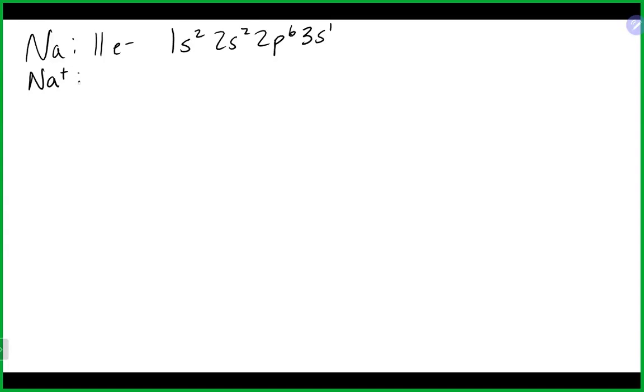When it has a positive charge, it means it has lost electrons, which means sodium with a +1 charge will have only 10 electrons. And that will give me an electron configuration of 1s2, 2s2, 2p6. That again is 10 electrons. Who on the periodic table is number 10? Neon, right? So I'll have the same electron configuration as neon when it has a +1 charge.